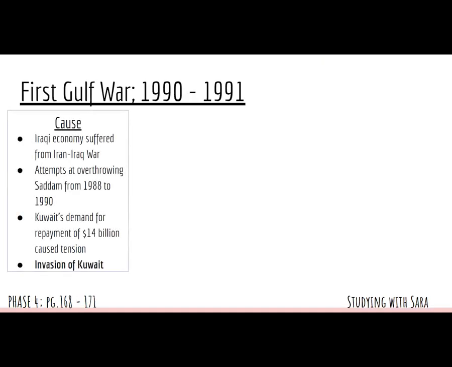After the Iran-Iraq war, the Iraqi economy suffered badly. Hussein was also losing his power as there were attempts at overthrowing him from 1988 to 1990, and Kuwait was demanding Iraq to repay the $14 billion loan. The most important reason, however, was Hussein's invasion of Kuwait with 300,000 troops.